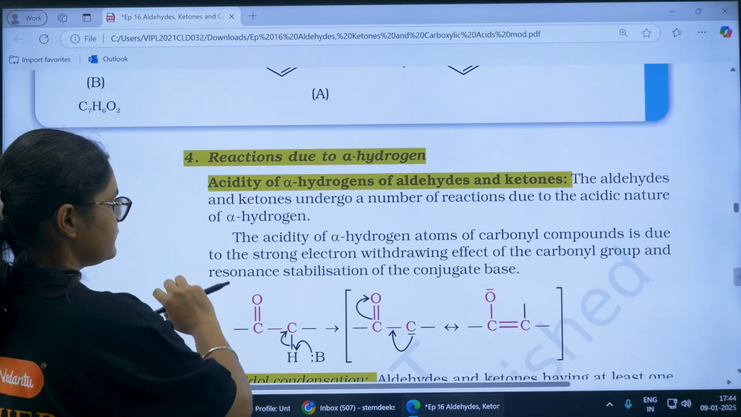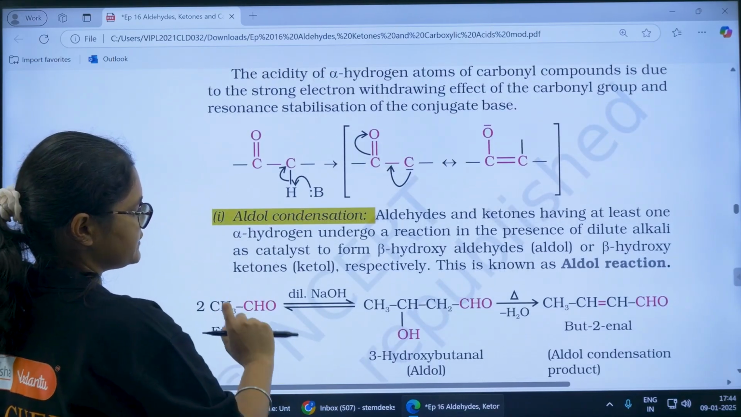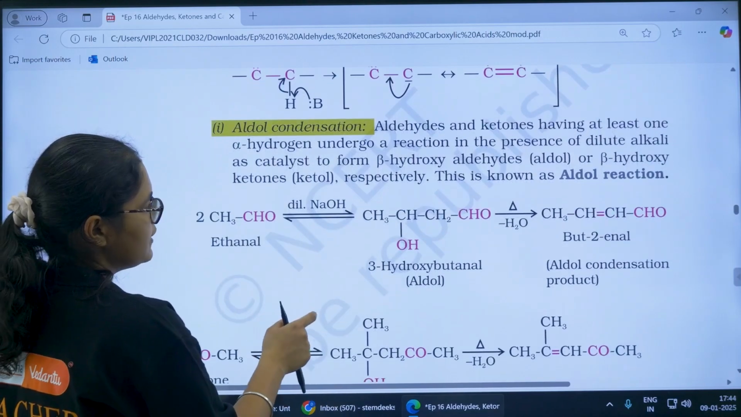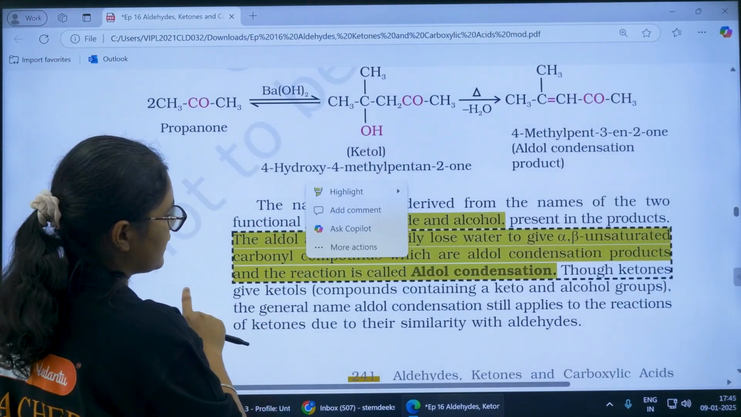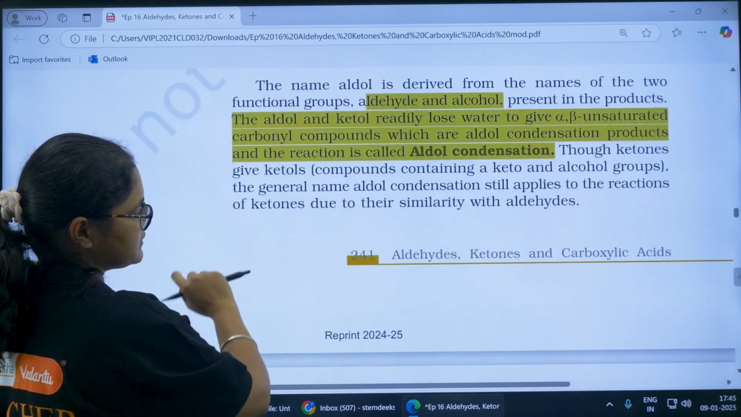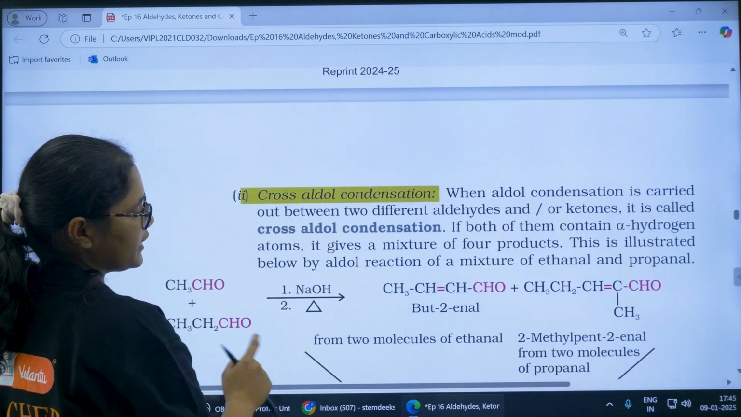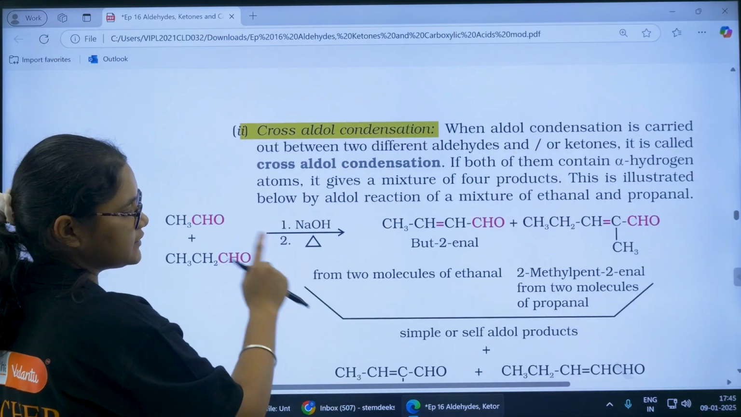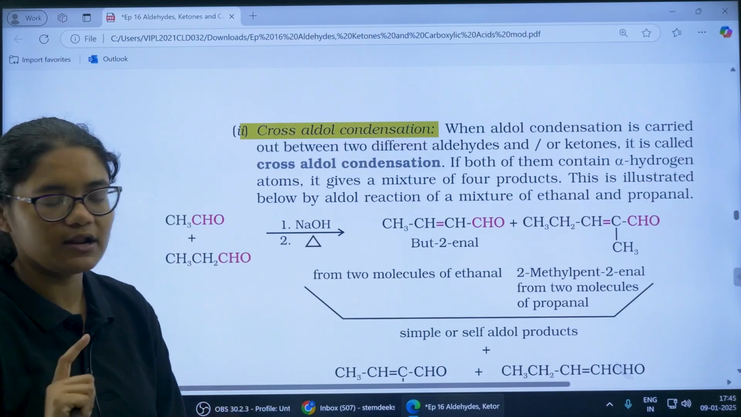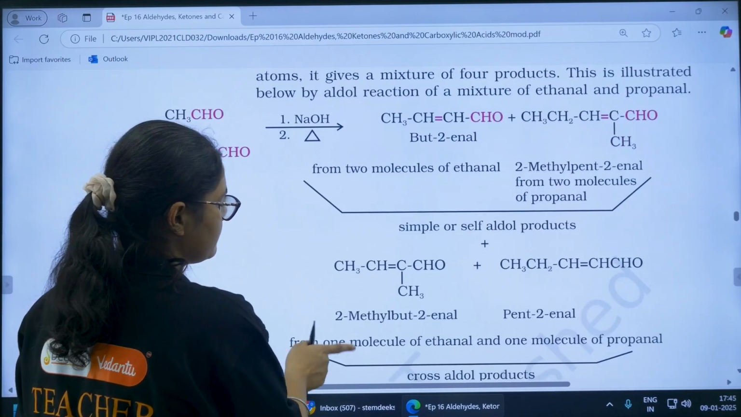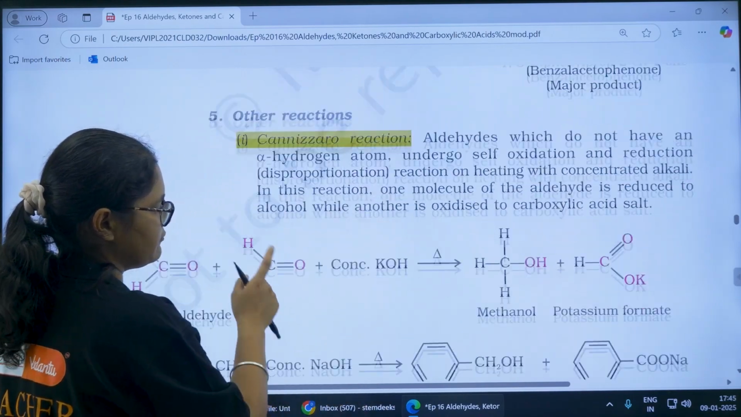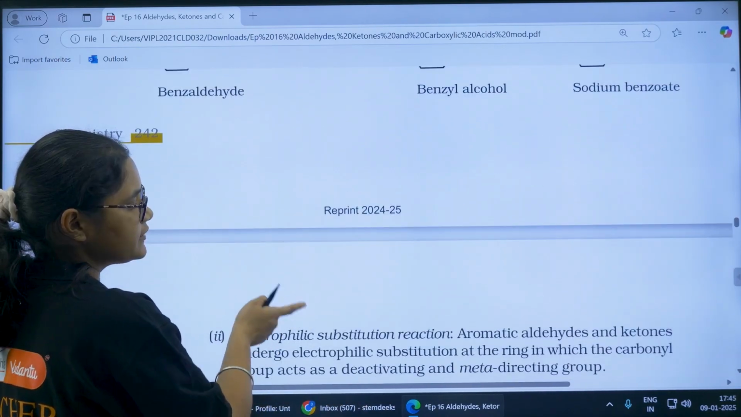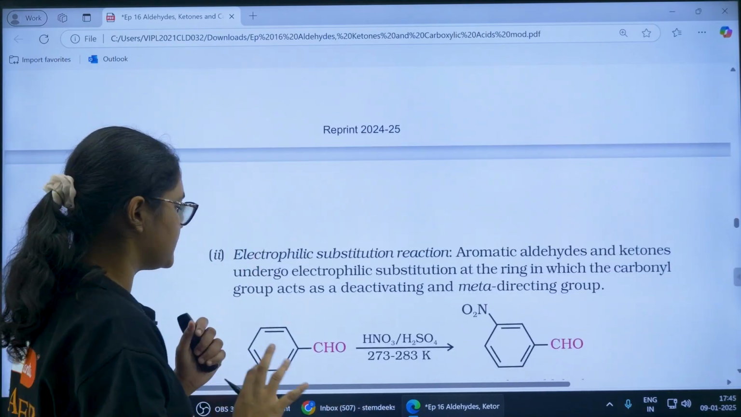aldol condensation, right? You should be knowing the aldol condensation mechanism, which is here. Name, reaction, definition is given. Then here we have aldol condensation, again it is defined. Then cross aldol condensation, what is there, this product. So this particular example you should be knowing for cross aldol condensation. Next if I go to the Cannizzaro reaction, again the definition and products. So all these things are there by default, you should be studying.